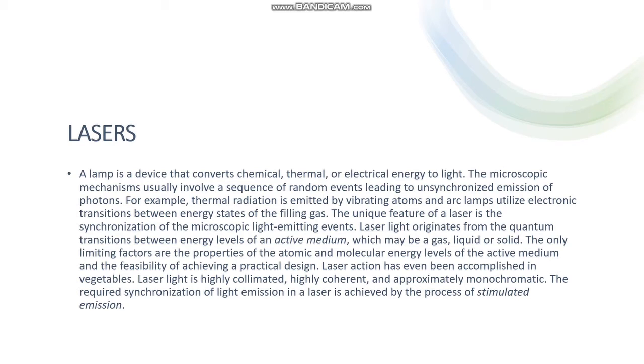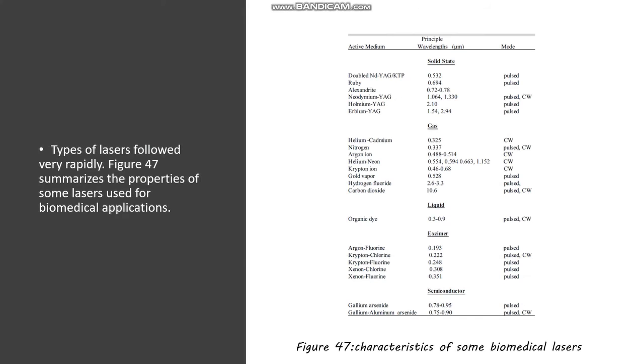Laser light is highly collimated, highly coherent, and approximately monochromatic. The required synchronization of light emission in a laser is achieved by the process of stimulated emission. Types of lasers followed very rapidly. Figure 47 summarizes the properties of some lasers used for biomedical applications.